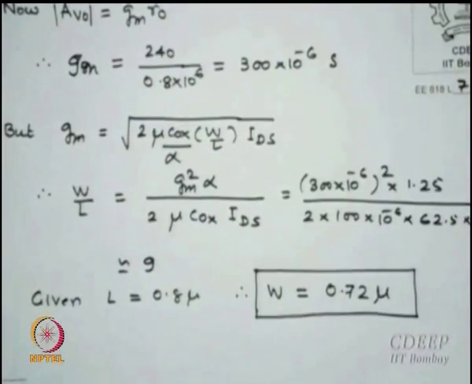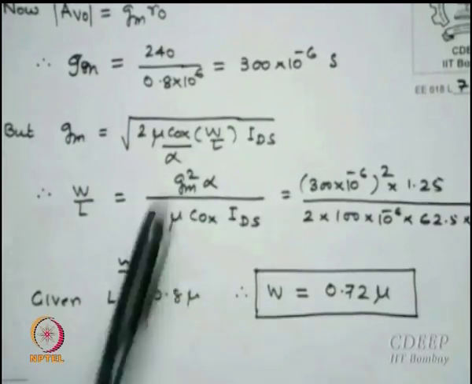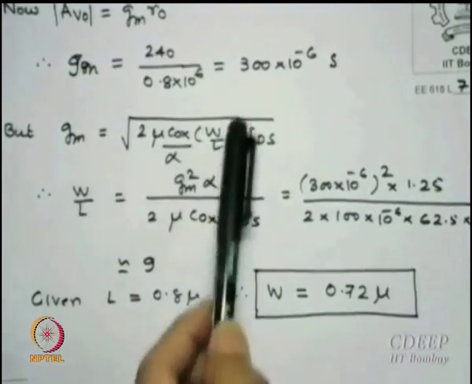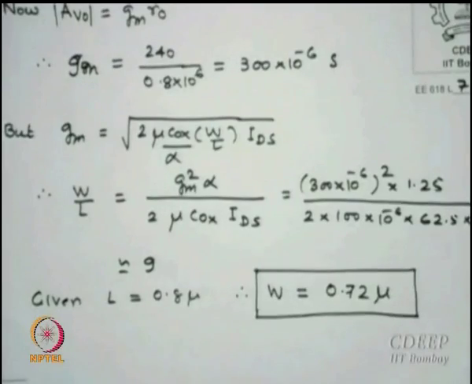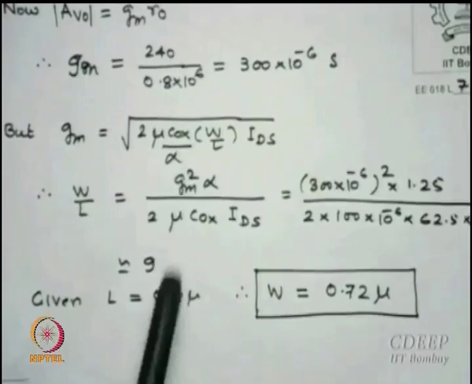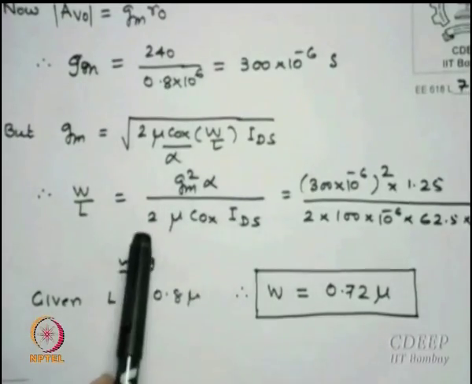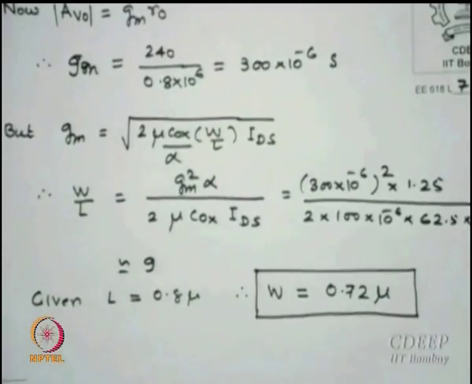So I have already written an expression for GM. What is the GM expression? GM equals under root of 2 mu C aux by alpha into W by L into IDS, is that correct? So from here, I can figure out the value of W by L. So W by L is GM square alpha upon 2 mu C aux IDS, is that okay? Just manipulate.